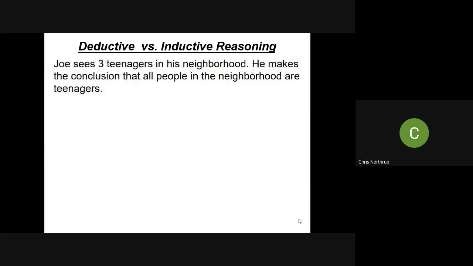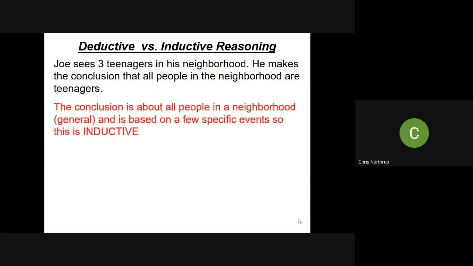Here, let's say that we're looking at Joe. Joe sees 3 teenagers in his neighborhood. He then makes the conclusion that everyone in the neighborhood must be a teenager. This conclusion is about all people in the neighborhood. That's very general, and he's basing that only on 3 teenagers. So this is inductive reasoning. General conclusion based on specific events.